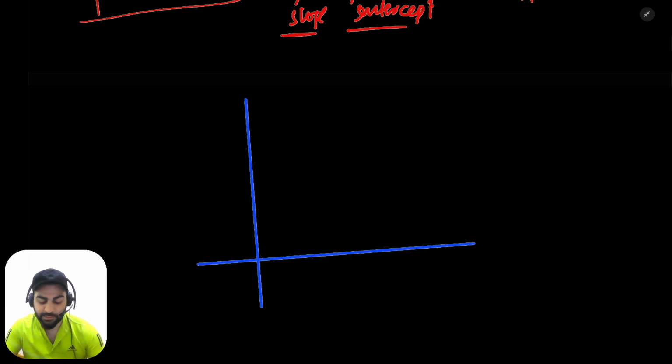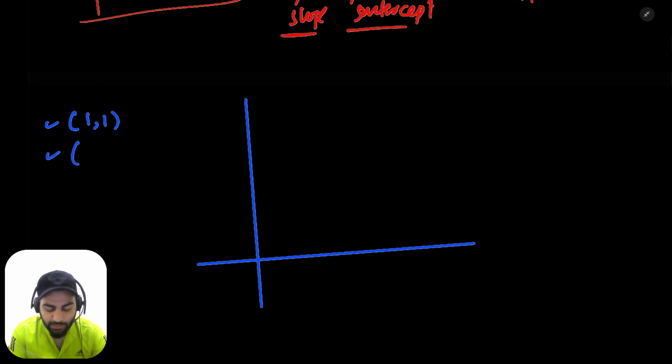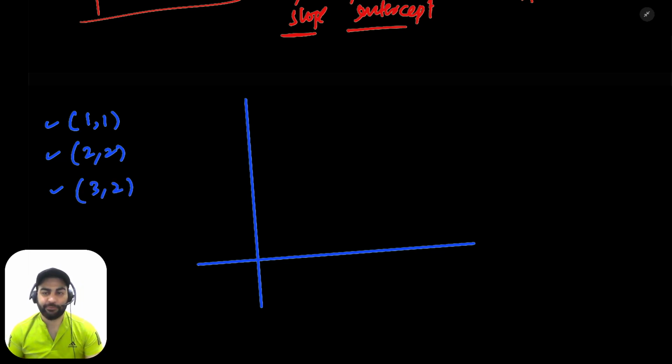Let's suppose we have 3 points that have been given. We have a point 1, 1 in which we have x and y. Let's suppose these are c and d. This is our point 1, 1. Let's suppose some other point is 2 comma 2, and some other point is 3 comma 2. So these are the 3 points that are given. Let's draw these 3 points.